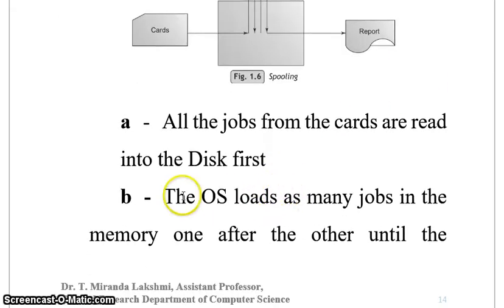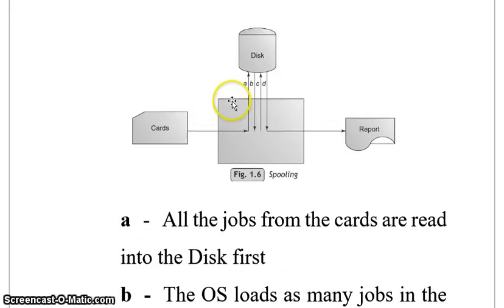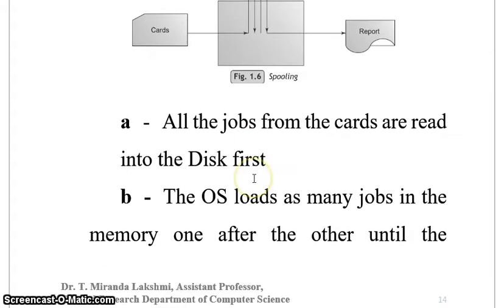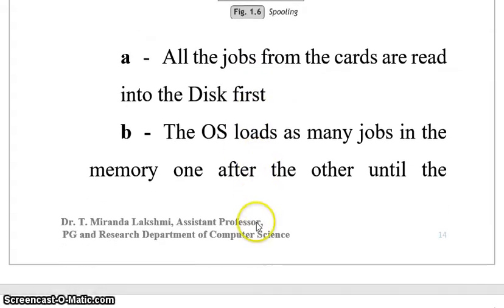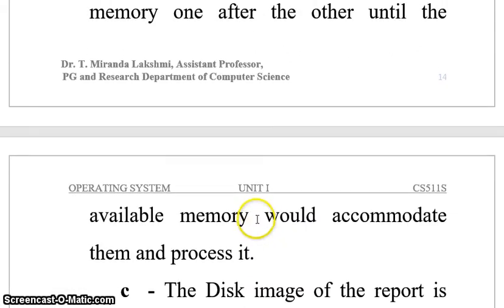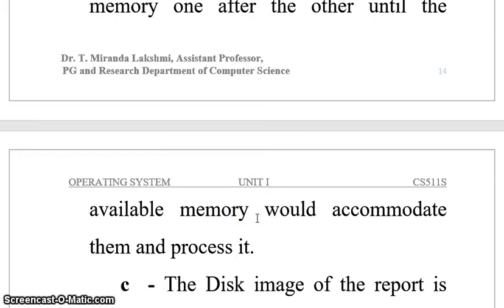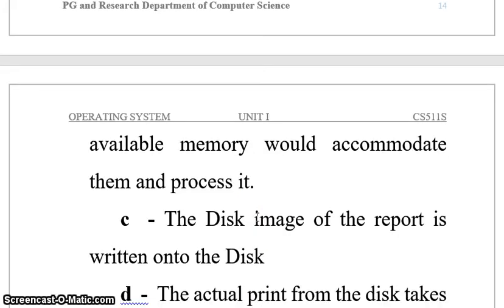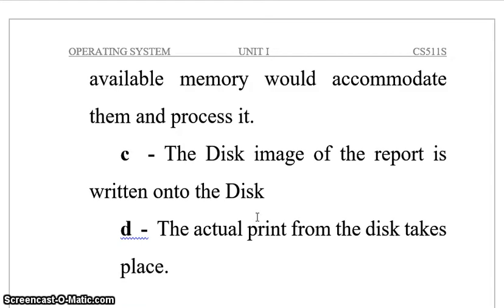So in this diagram, first, A represents that you are loading the cards. You are going to load them inside the disk first. B represents that the OS loads as many jobs in the memory one after another until the available memory can accommodate them. C represents that the disk image of the report is written onto the disk. D represents that the actual print from the disk takes place.